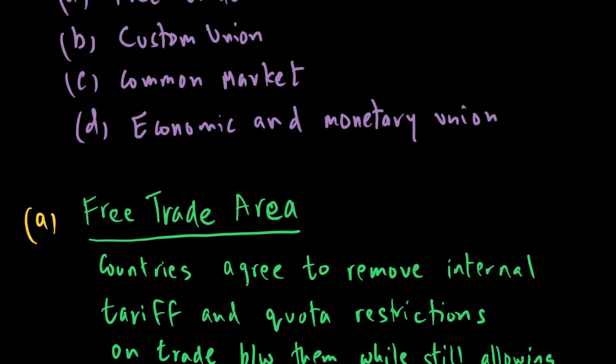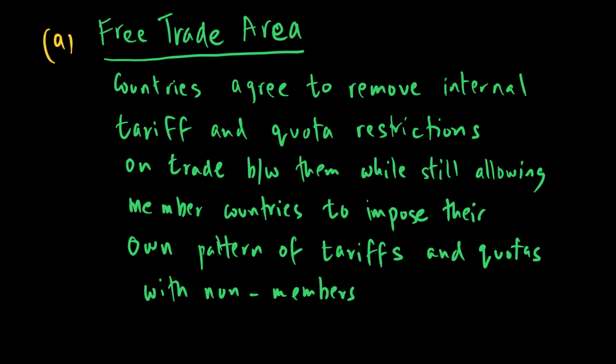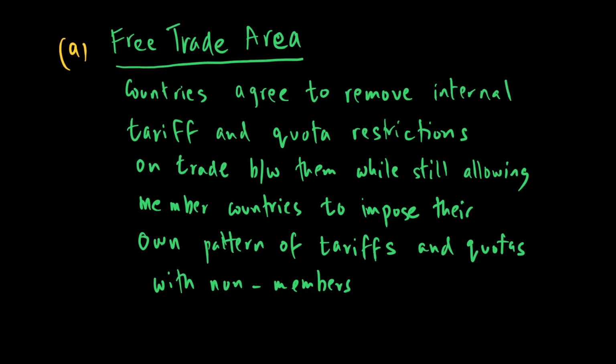The first one is free trade area. In a free trade area, countries agree to remove internal tariffs and quota restrictions on trade with each other, while still allowing members to impose their own pattern of tariffs and quotas with non-members. So basically, in a free trade area there is no trade barrier with the members, but each country is allowed to have a different kind of trade agreement with non-members.